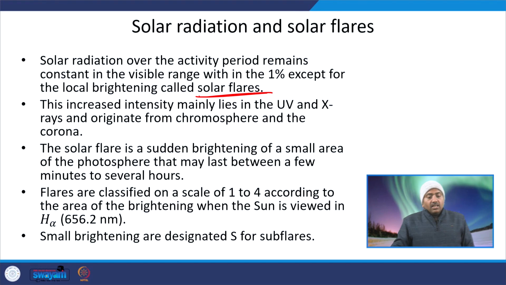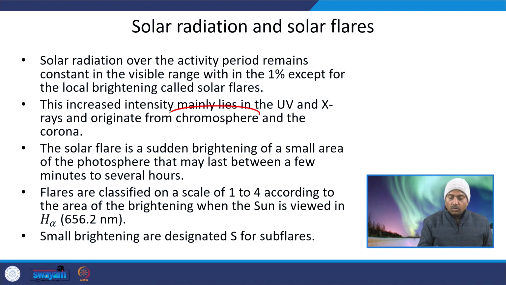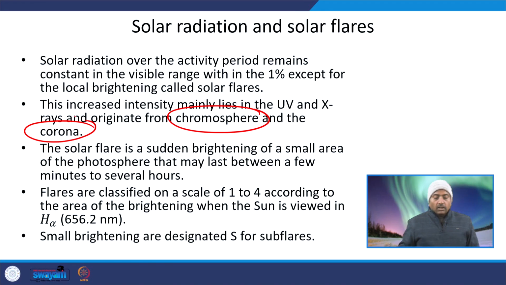Okay. So, this increased intensity mainly lies in ultraviolet and X-rays and originates from the chromosphere and the corona. So, this variability is mainly lying in these spectral ranges. And where do they originate? They originate from the chromosphere and corona. You remember these. Okay. The solar flare is what causes this variability. A solar flare is a sudden brightening of a small area of the photosphere that may last between a few minutes to several hours. Okay. So, how do you define a solar flare?